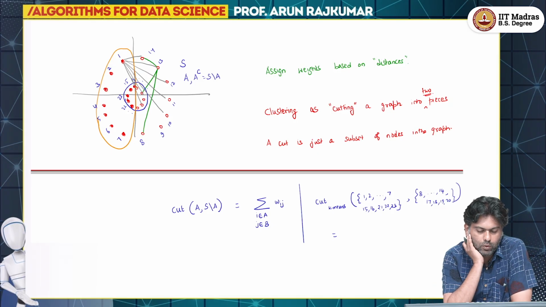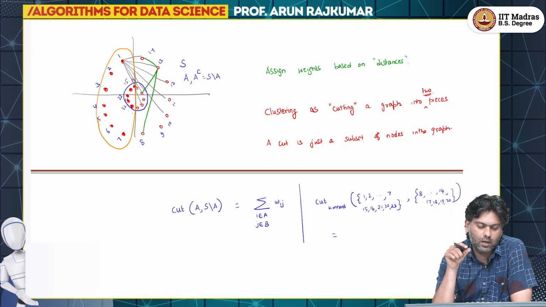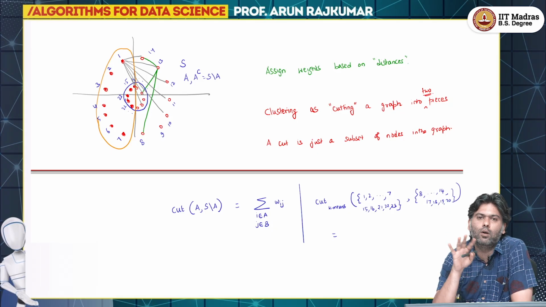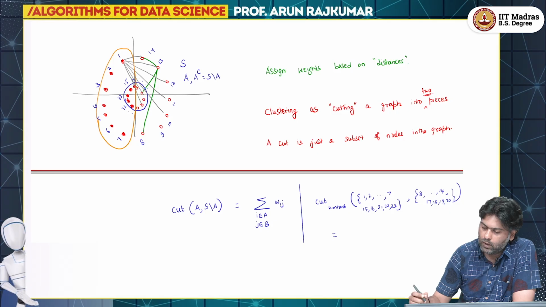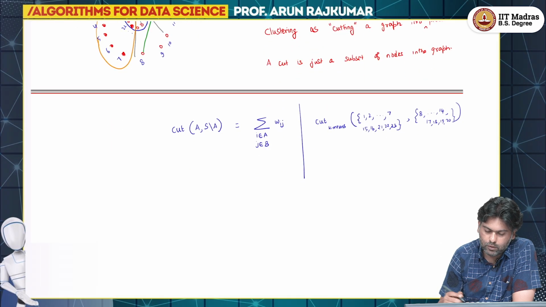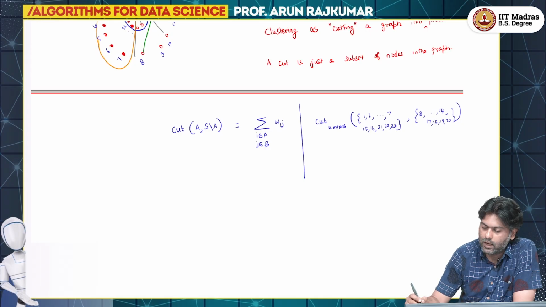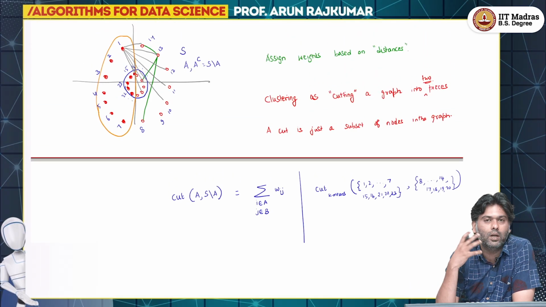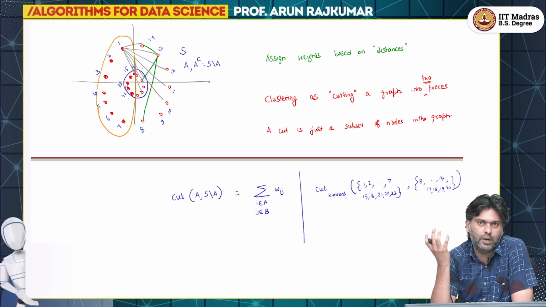So I want to measure the value of the cut by the sum of the weights of pairs that go across the cut, or all the edges that go across the cut. Now it's up to us to define the weights itself. Once we define the weight, then we can ask what type of cuts we are interested in.